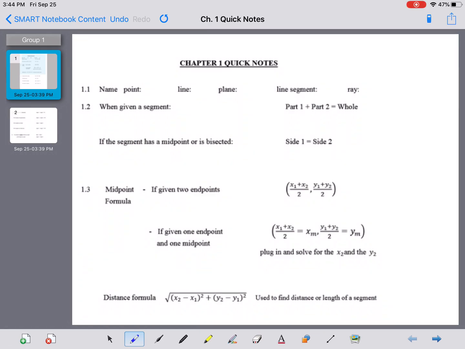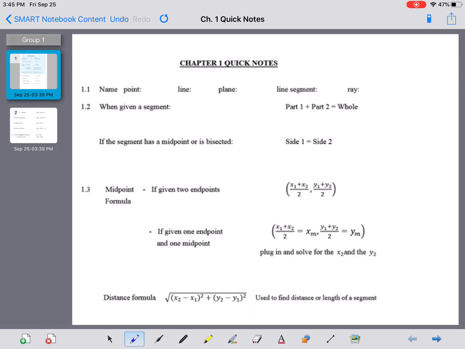All right, chapter 1, quick notes or gold notes. So just to give you an overview of why I do these gold notes, I like to, at the end of each geometry chapter, just stop and say, what were the most important things we learned? What should we remember? We're putting them all on one sheet.